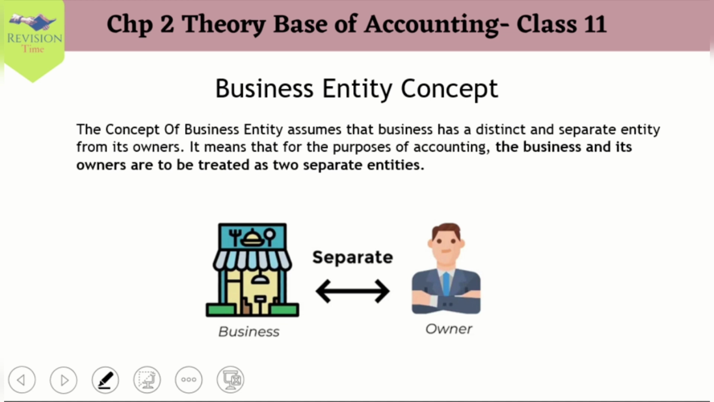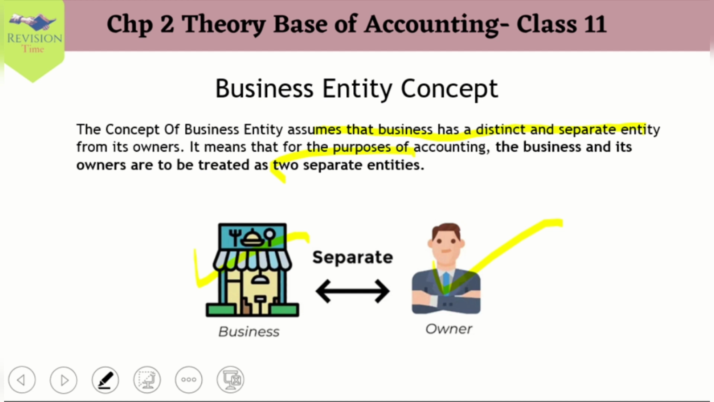Business entity concept. This concept assumes that a business has a distinct, separate existence from its owner. It is always treated that the business and the owner have two separate legal existences. So if a person is running a business, it does not mean that the business and the person are one. It only means that the business and the owner are considered two separate entities.